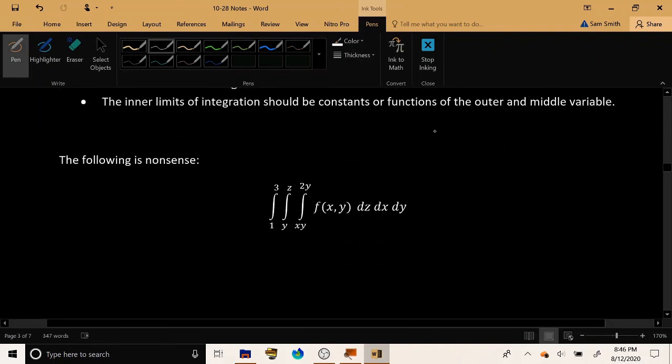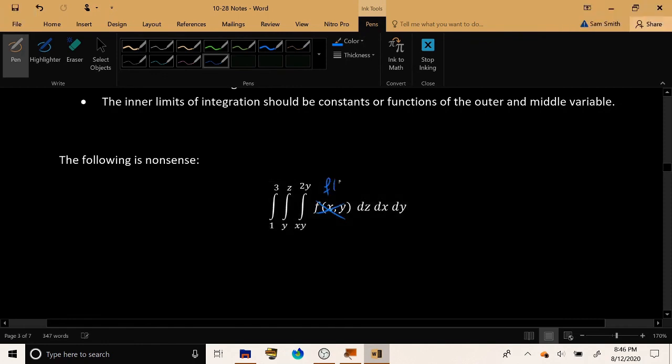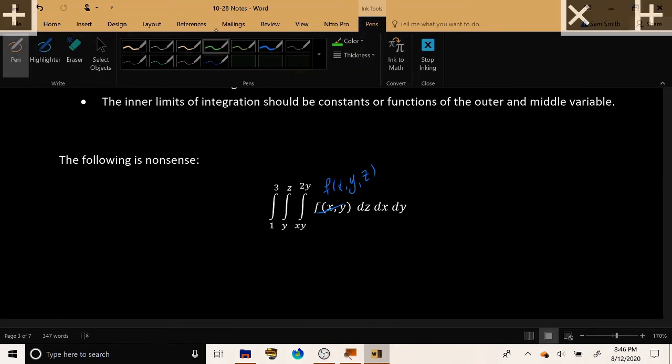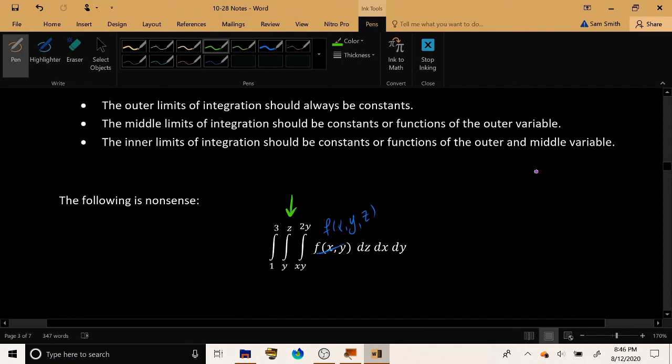So let me give you an example of what I mean. Now this is nonsense first of all, because this is supposed to be a function of 3 variables, but that's just a typo. The main error in this setup appears right here, with this z appearing as a limit of the middle integration.